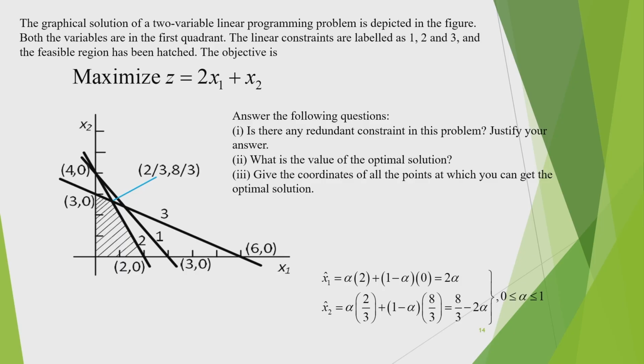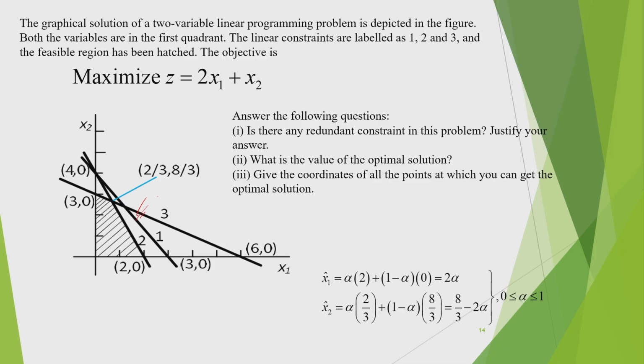Similarly, of course, we can have a graphical solution of this one, say maximize z is equal to 2x1. Here I have given the graphical diagram also, and I am asking the question, is there any redundant constraint in this problem? By seeing that, we can see that even if this constraint number 1 which I have marked here would not have been there, it would not have affected my solution. So you can say that it is a redundant constraint.